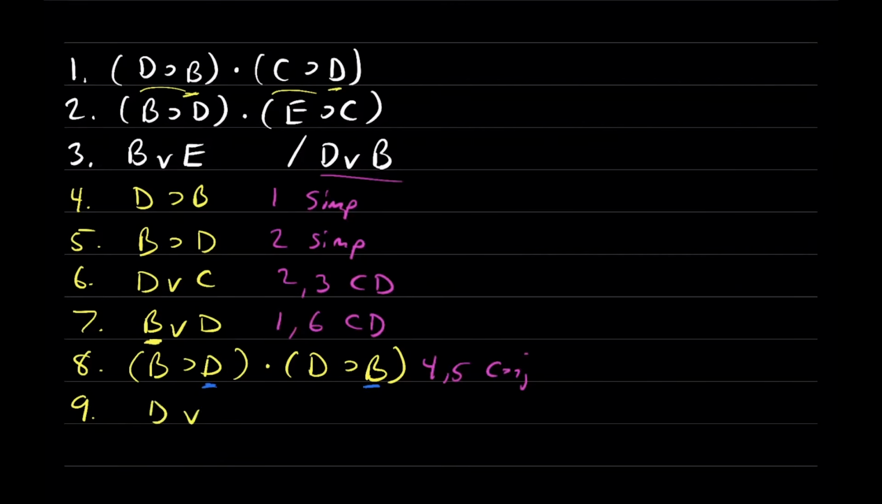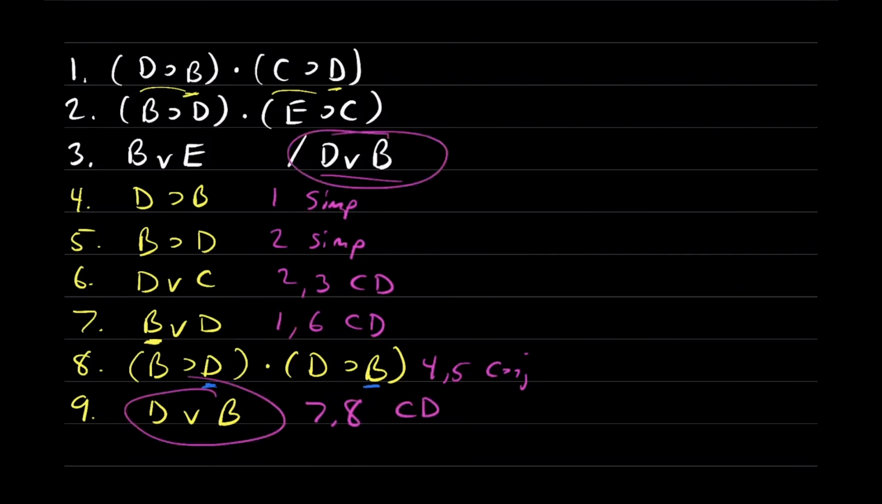D or B would have to be the case. And that's going to follow now from line, let's see, line 7 and 8 by constructive dilemma. And happily now, we have D or B in the correct order, and we are done. So that argument is a valid argument.